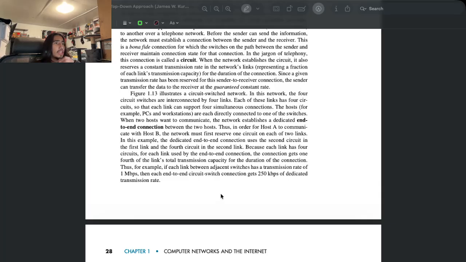Because each link has four circuits, for each link used by the end-to-end connection, the connection gets 1/4 of the link's total transmission capacity for the duration of the connection. Thus, for example, if the link between adjacent switches has a transmission rate of 1 Mbps, then each end-to-end circuit switch connection gets 250 kilobits per second of dedicated transmission rate.